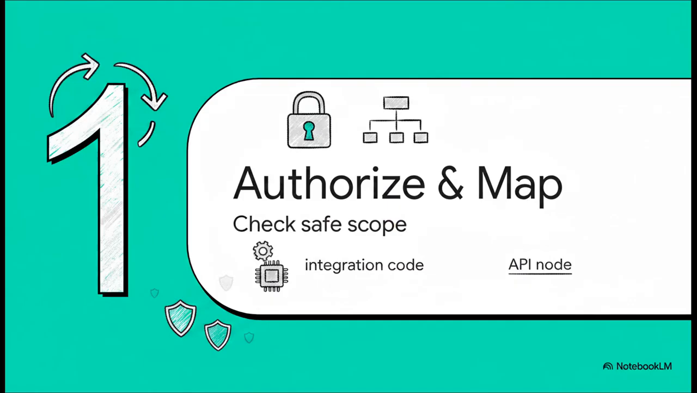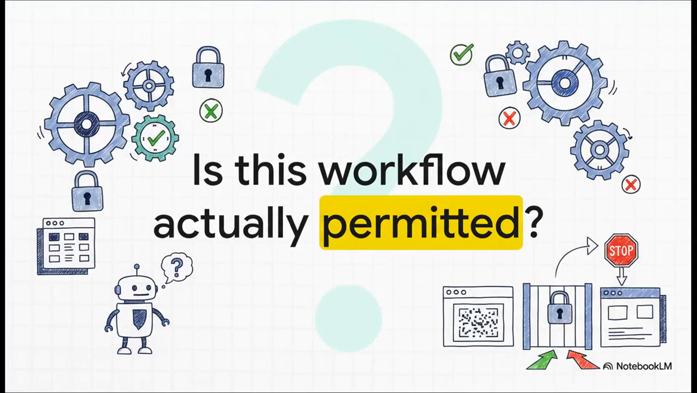Okay, step 1. Authorize and map first. This is all about preventing the standalone mistake. So our very first step actually happens before you write a single line of integration code or configure any API nodes. The absolute first question you must ask isn't technical at all. It's simply this: is this workflow actually permitted?